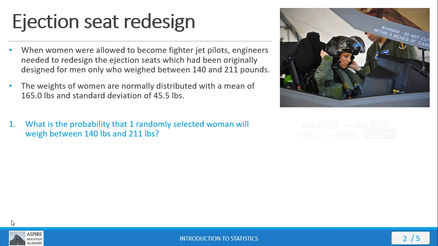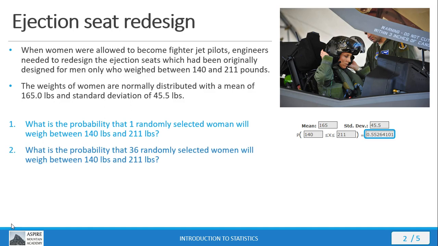Okay, let's see how well you worked this. You're in StatCrunch. Here's the value you should be putting into your calculator: 165 for the mean value, 45.5 for the standard deviation. And notice I'm using the between option in the StatCrunch calculator so that I can put in the two values, the 140 and the 211, and out comes my probability of 55%.